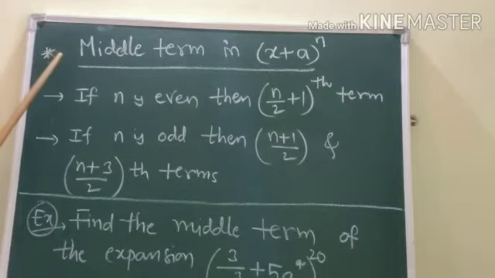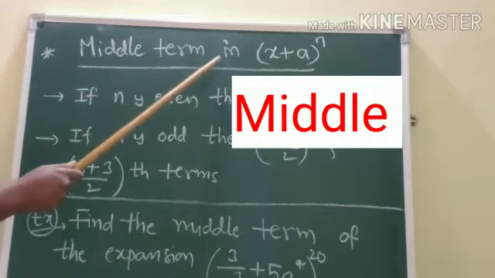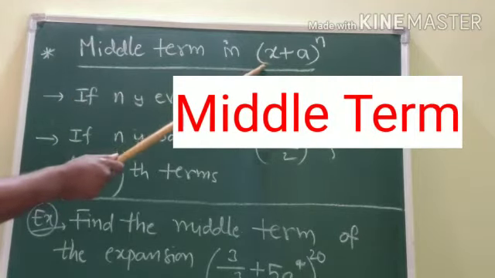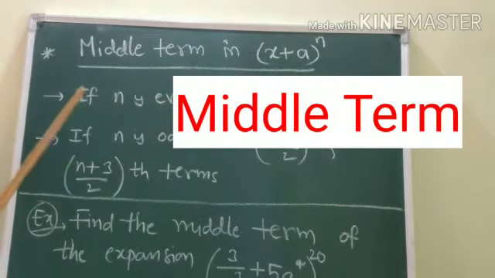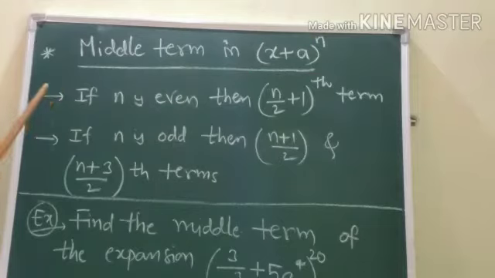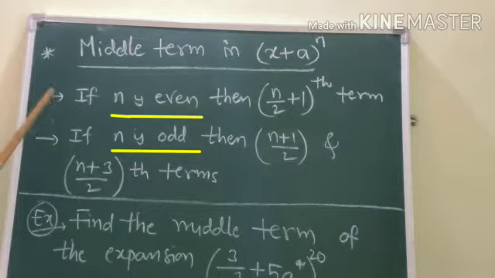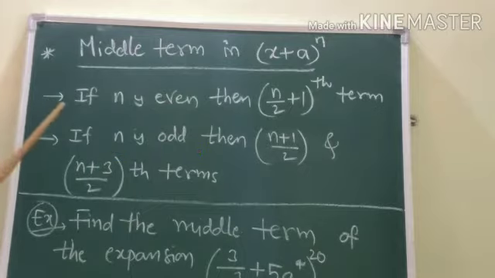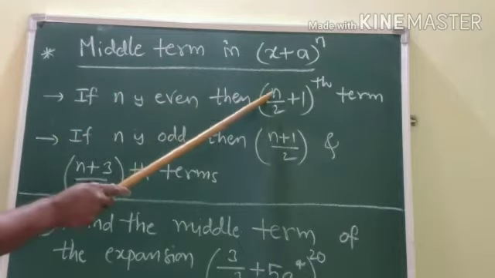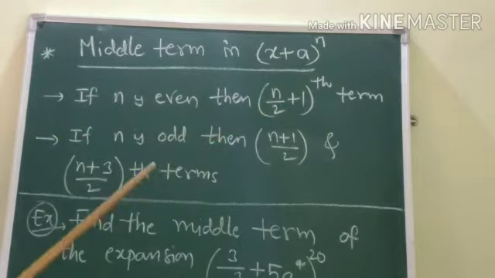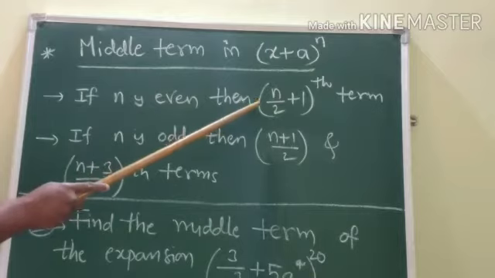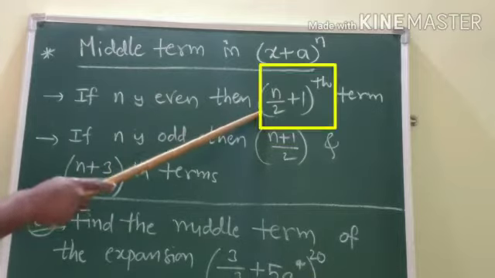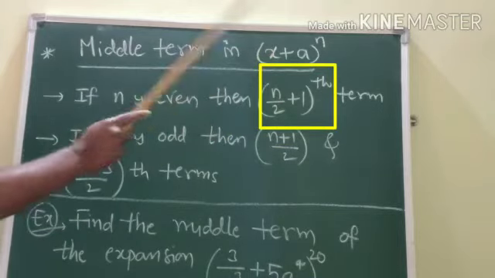Now let us discuss the middle term in the binomial expansion (x + a)^n. Here there are two cases: if n is even and if n is odd. If n is even, then the middle term is the (n/2 + 1)th term. That means it has only one middle term in the binomial expansion (x + a)^n.